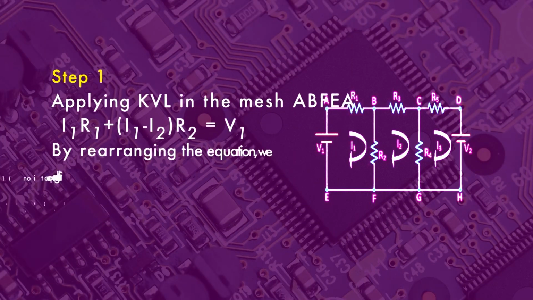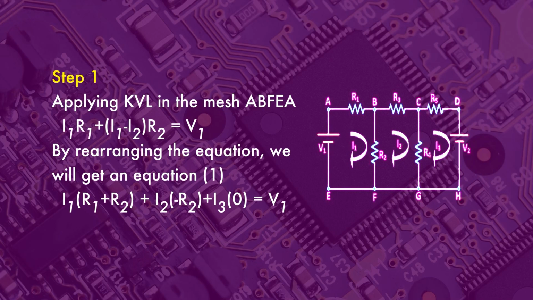So first you apply the mesh analysis in A, B, F, E. You can write I1 R1 plus (I1 minus I2) multiplied by R2 is equal to V1. By rearranging the equation, we get equation number 1: I1 multiplied by (R1 plus R2), plus I2 multiplied by R2 with negative sign, plus I3 into R3, where the value of this R3 is 0, so you can write I3 into 0, is equal to V1. So the net equation is I1 multiplied by (R1 plus R2) minus I2 R2 plus I3 into 0 is equal to V1. This is equation number 1.